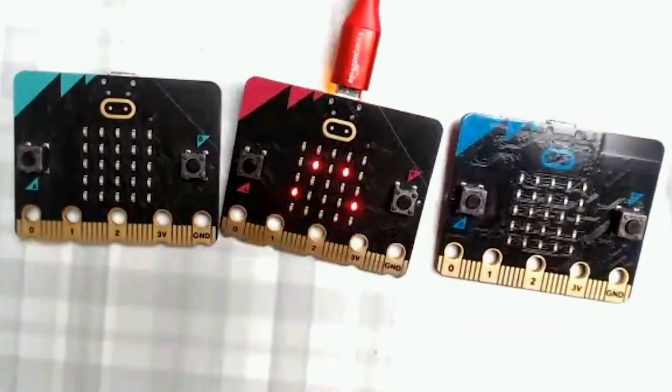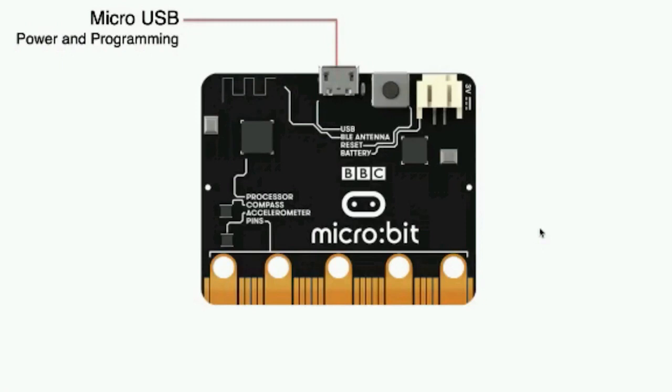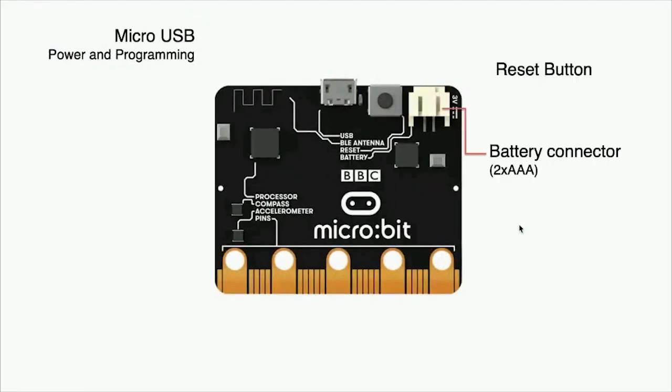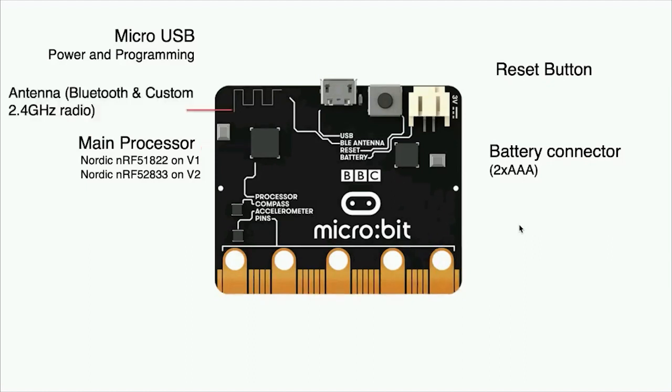If we look at what's on the back of the board now on the slides, so micro USB for power and programming, a reset button, battery connector, and it's got this main processor, which on microbit V1 was an NRF 51822, and on microbit V2 is a 52833. So it's not quite just adding 1 to all the numbers, but it's pretty close. And that processor is where all of the students' code runs. So everything we do today, the code will be running on that Nordic processor.